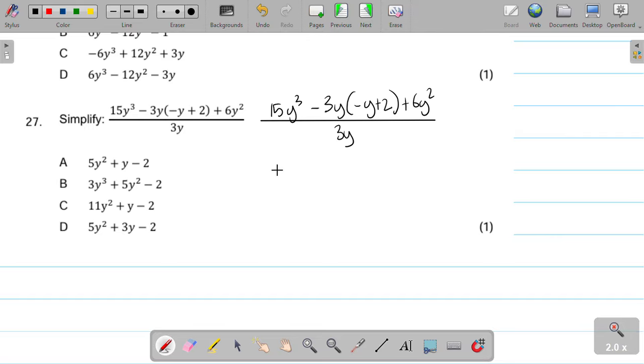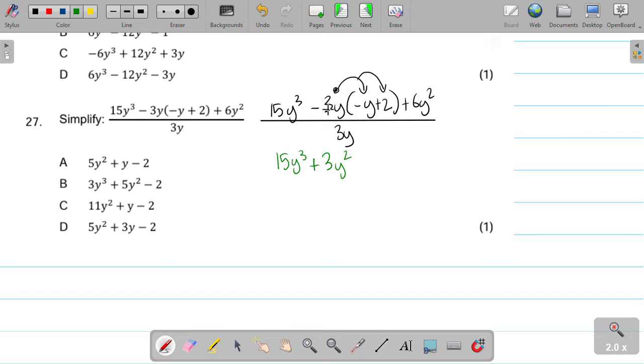Oh, right, so let's have a look. What I want to do is simplify as much as I can on the top to see if it can be more simplified, but I can definitely see that we can simplify this, and let's see what we end up with. So we're going to have the 15y to the 3, that stays the same. We're going to multiply in. The negative and the negative becomes positive. So that's going to be 3, and then the y times the y is y squared.